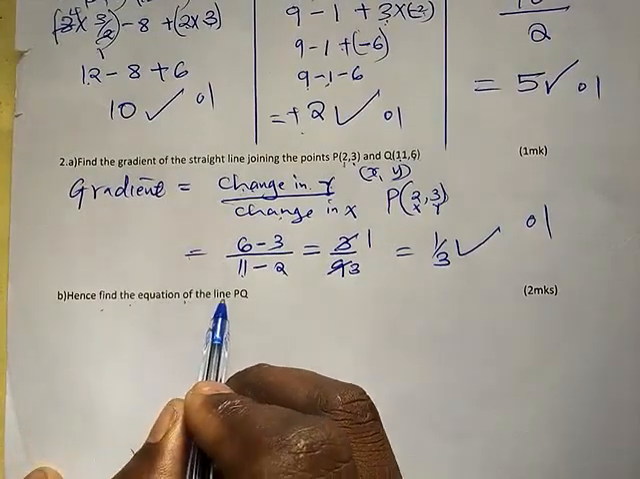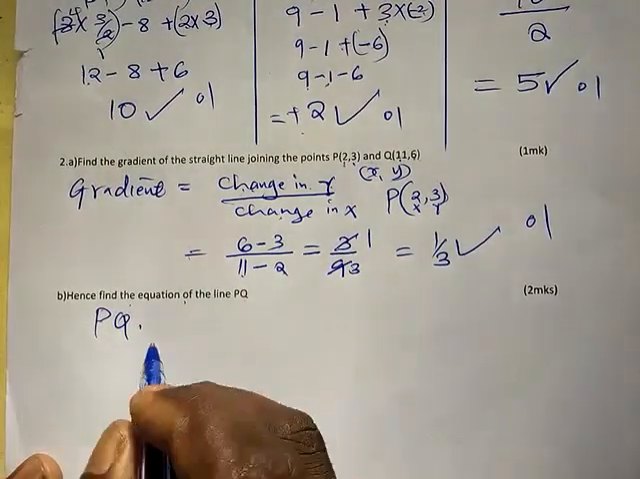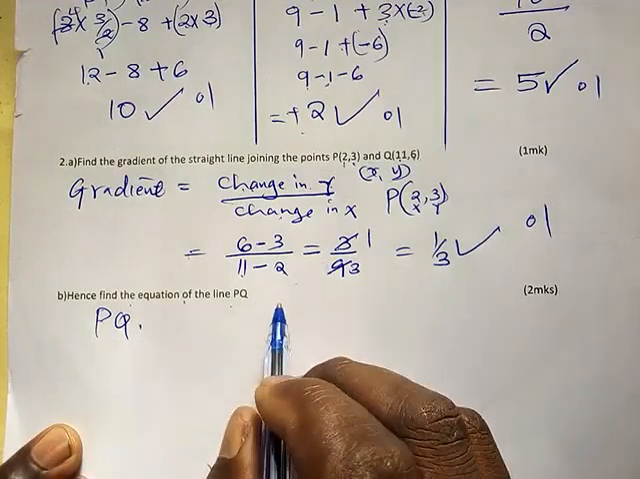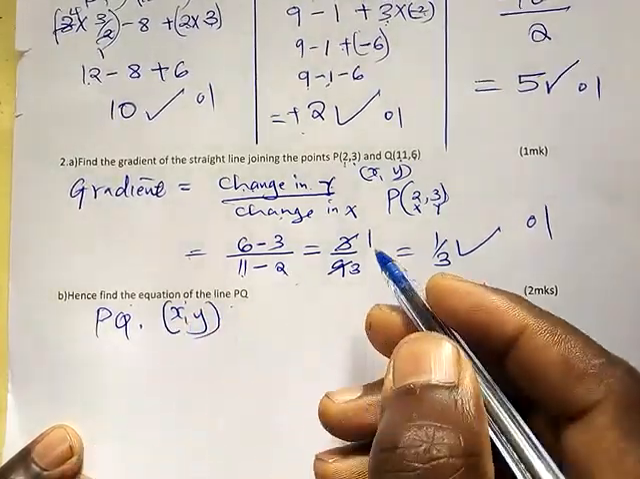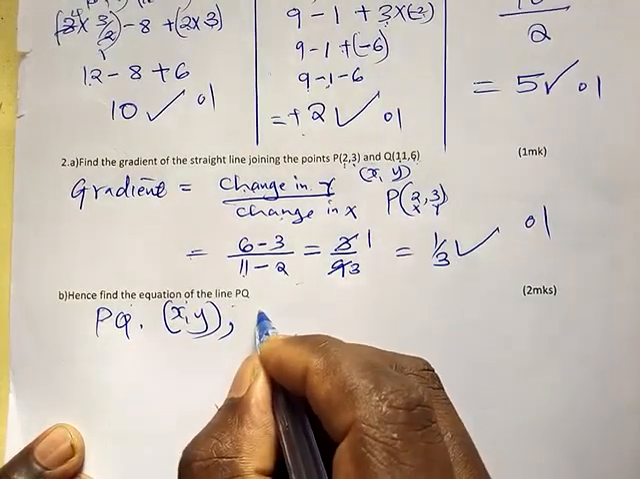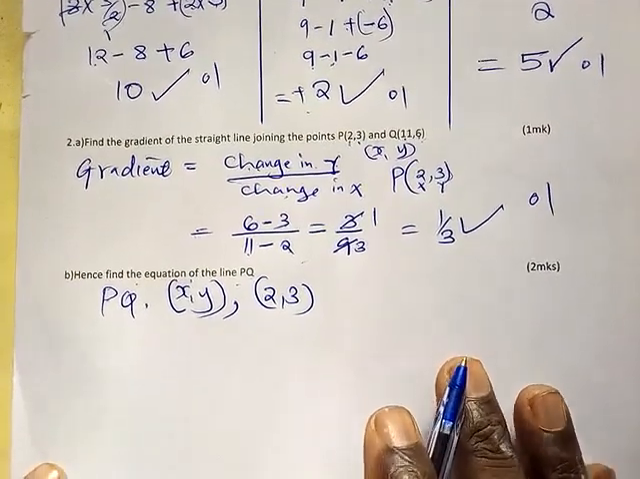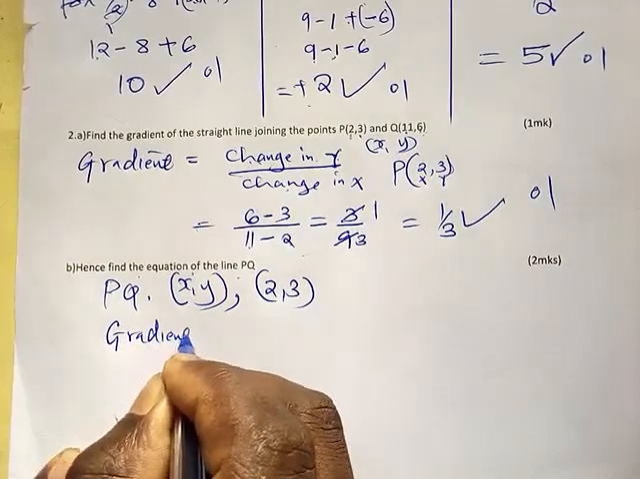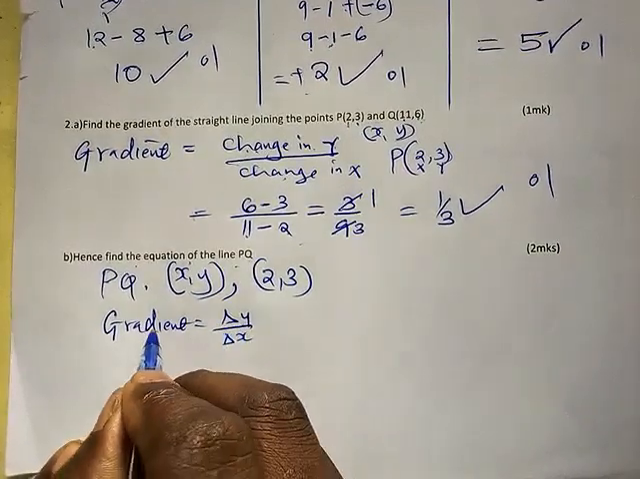Hence, find the equation of line PQ. We want the equation of line PQ, but we already have the gradient. For us to get the equation of line PQ, we take the general coordinate (x, y), and then pick one of the points, this or this, any of them. Let me pick (2, 3). We know gradient is equal to change in y over change in x.